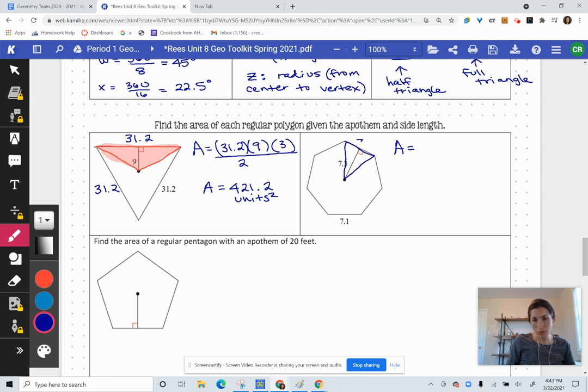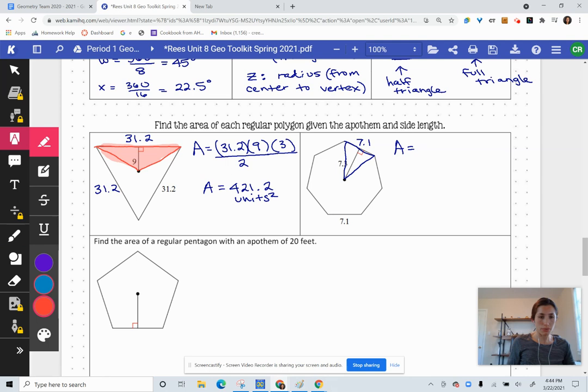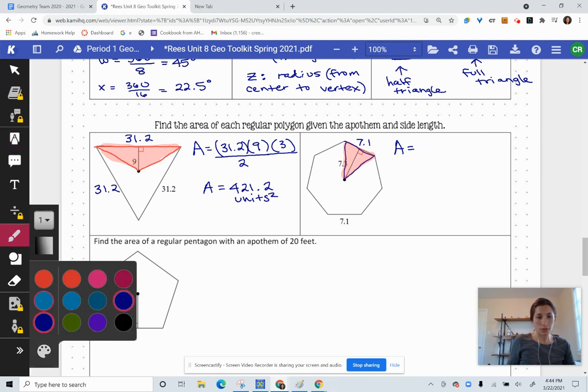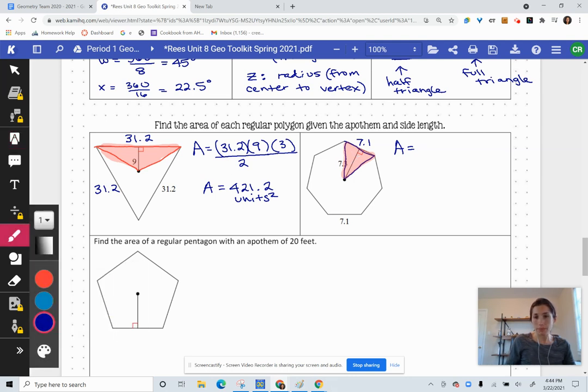All right, so I'm going to put the 7.1 here just because I know all of the sides are 7.1s. I'm going to highlight that triangle. I want to find the area of this one triangle here. Well, we know the area would be found doing base times height. I know the base is 7.1. We've got the height as 7.3. I covered that up a little bit. Base times height divided by 2.